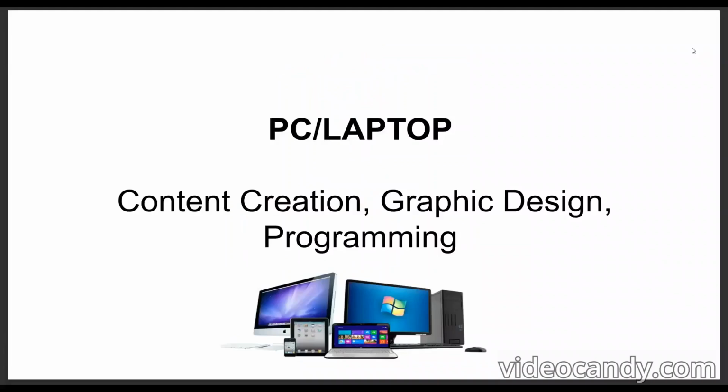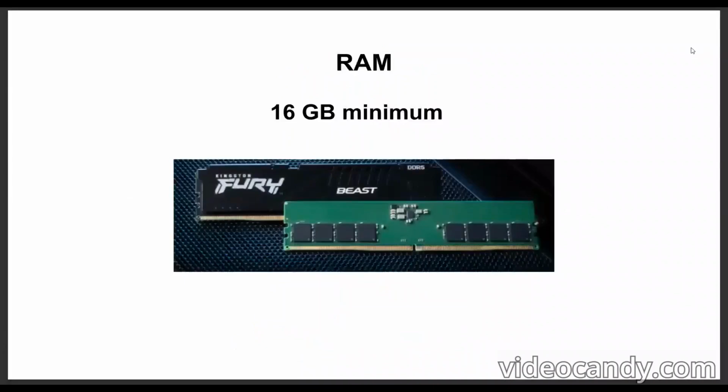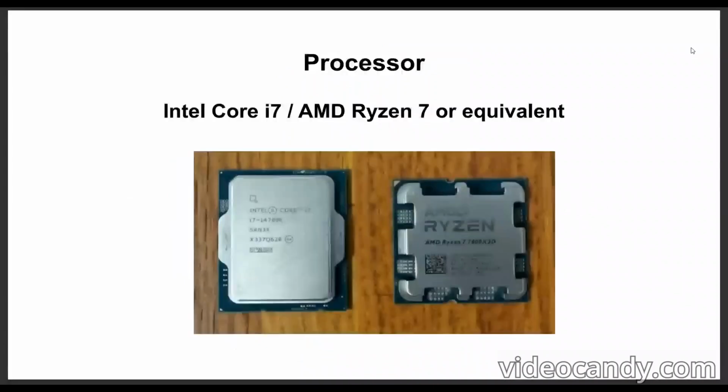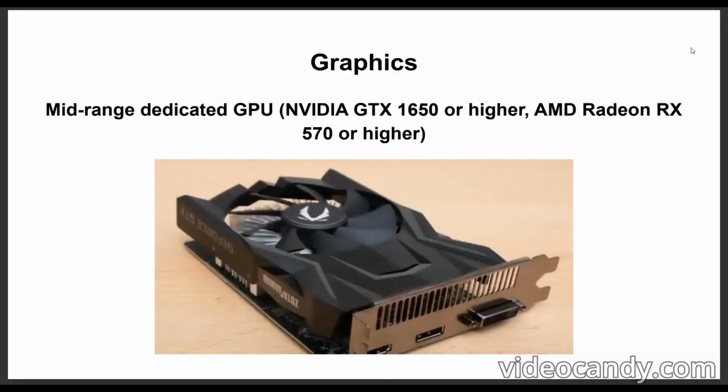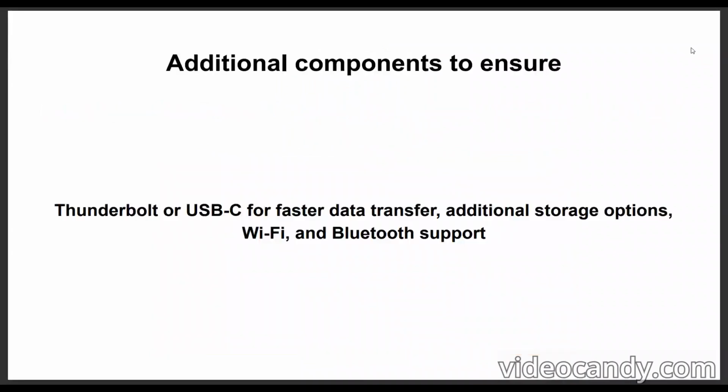to a slow PC. For content creation, graphic design, and programming, the minimum requirements for your PC or laptop include at least 16 GB of RAM, an Intel Core i7 or AMD Ryzen 7 processor, and 512 GB to 1 TB SSD storage. You'll also need a mid-range dedicated GPU like the NVIDIA GTX 1650 or AMD Radeon RX 570 or higher. Ensure your system has Thunderbolt or USB-C for faster data transfer, additional storage options, Wi-Fi, and Bluetooth support. Don't compromise on these requirements, as they're essential for smooth performance with resource-intensive tasks.